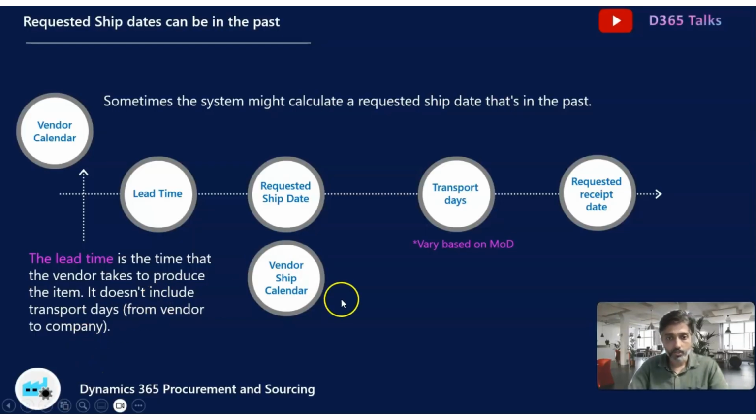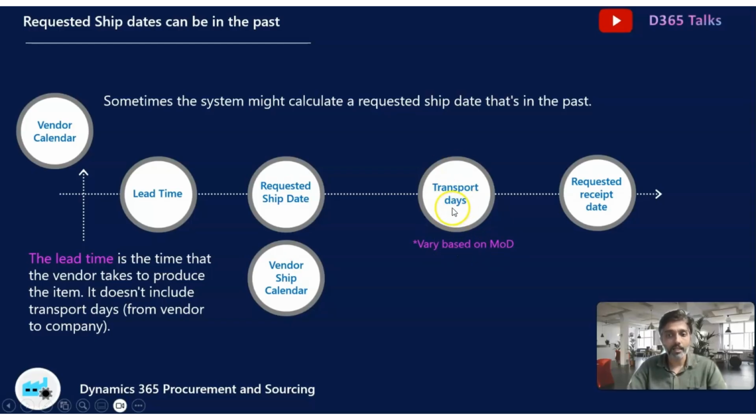So that's how this requested ship date is recalculated. Let me go back to the slide. So it is recalculated based on the ship date, which is primarily governed by the lead time, the vendor calendar, the purchase calendar, and the ship calendar. So on which dates the vendor is allowed to ship. Adding to this, now we need to add the transport days. It can be configured based on the mode of delivery also.